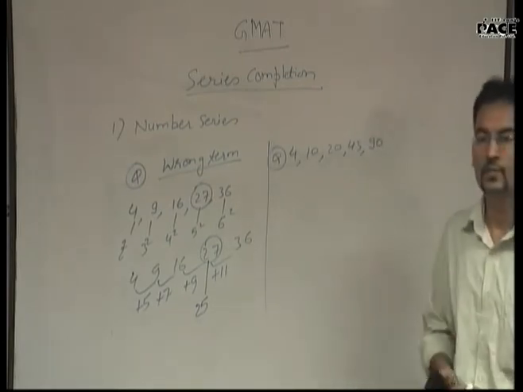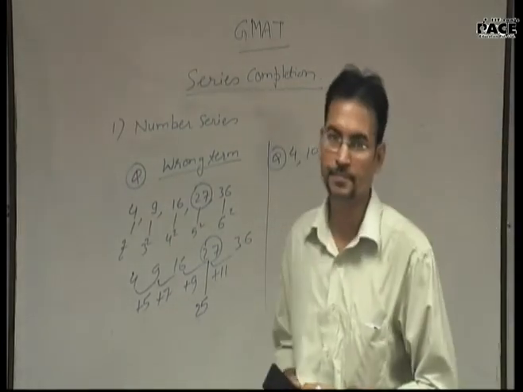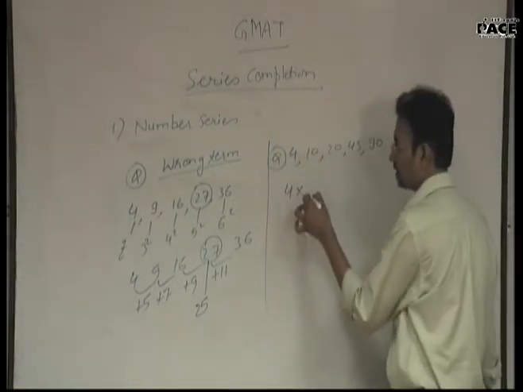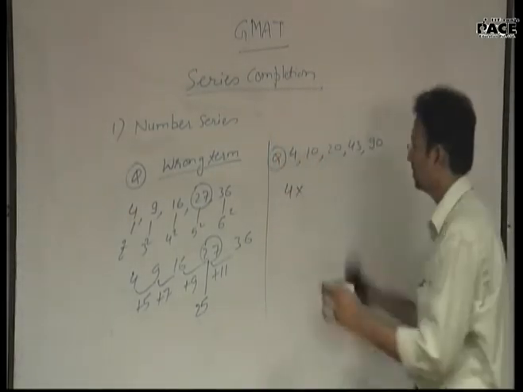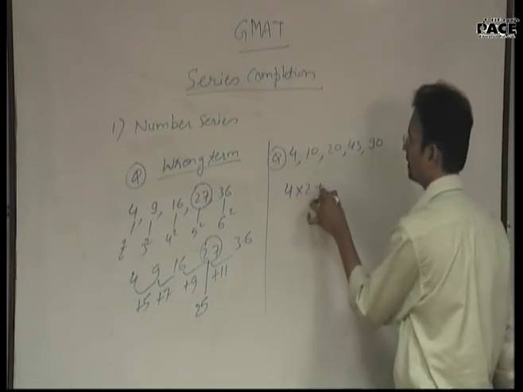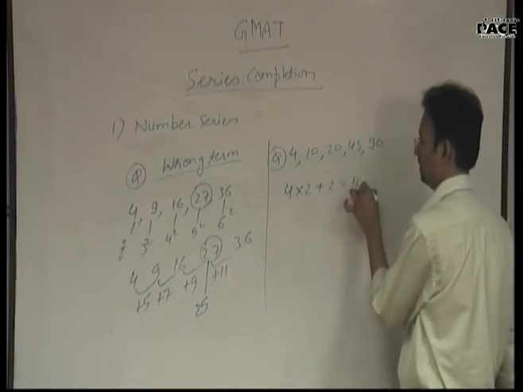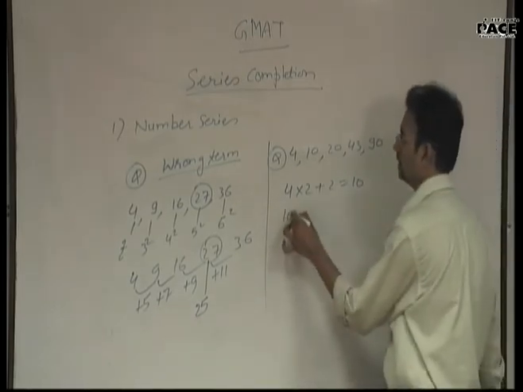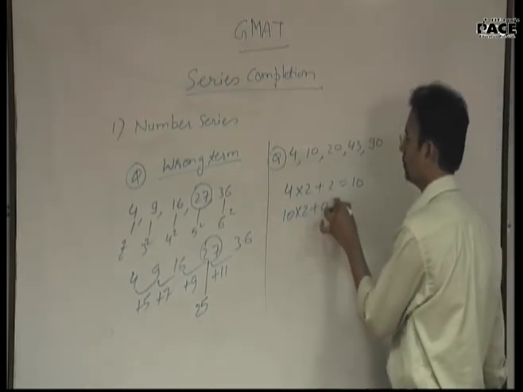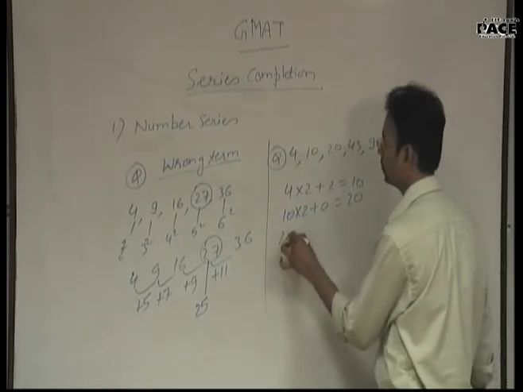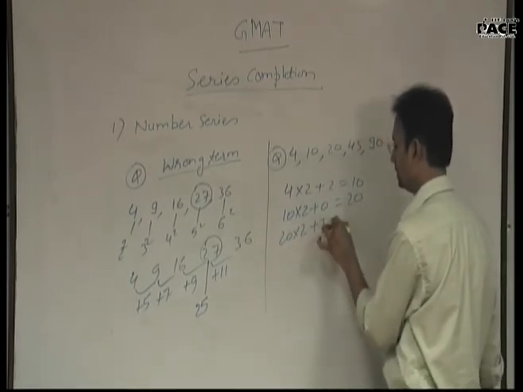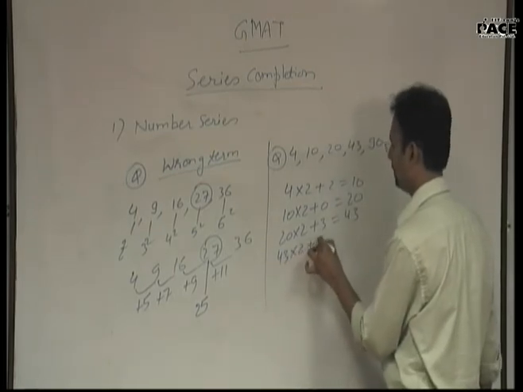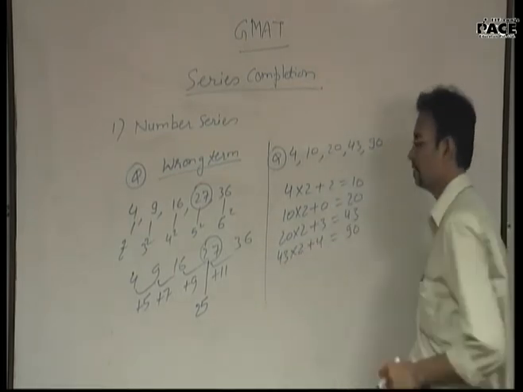Again, we have to find the wrong term. What we can do is just start with the procedure. It is like 4 into 2 plus 2, which is 10. 10 into 2 plus 0 is 20. 20 into 2 plus 3 is 43. 43 into 2 plus 4 is 90.